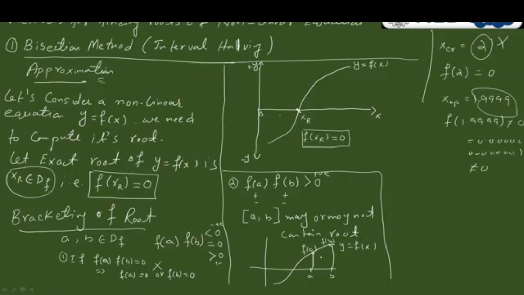So if I multiply f of A into f of B, what will I get? Both are on the positive y-axis. Whatever the magnitude, we are not interested, but we know that they have a positive sign. So if I multiply them, the answer is also positive. This is greater than 0. So in this particular case, we do not need to bother much about bracketing the root because, however, we can see that in the interval A and B there is no root.